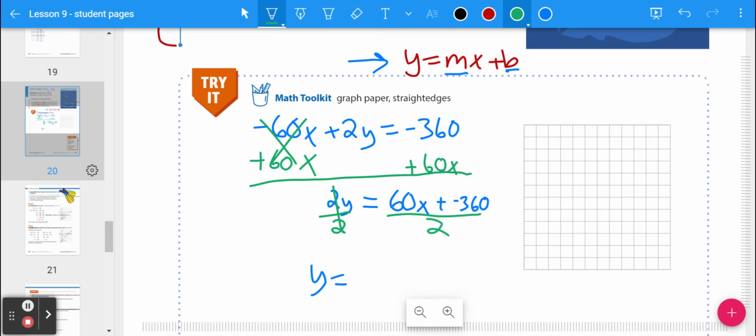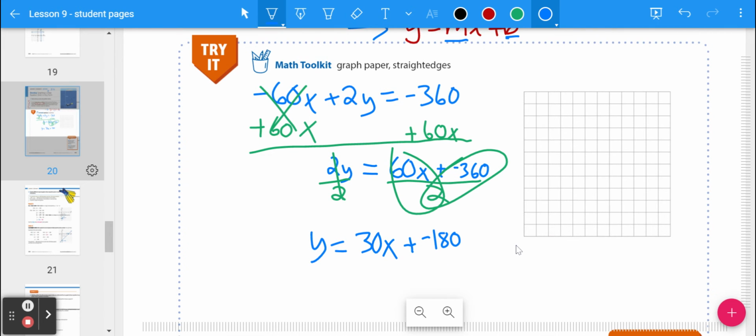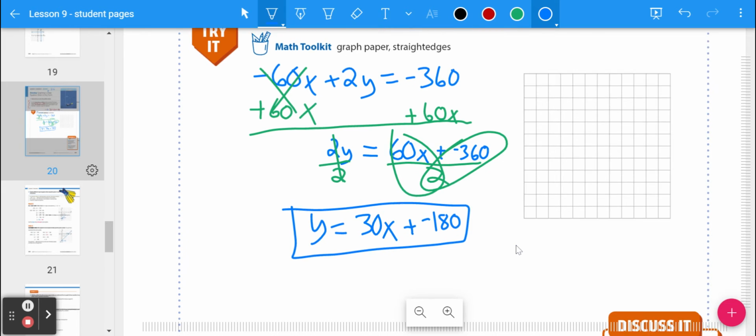If I do 60 divided by 2, that's going to get me 30. So that's 30x. And then if I do plus negative 360 divided by 2, maybe you need a calculator, maybe you don't, but negative 360 divided by 2 is negative 180. And there's an equation in slope-intercept form where we can graph it.